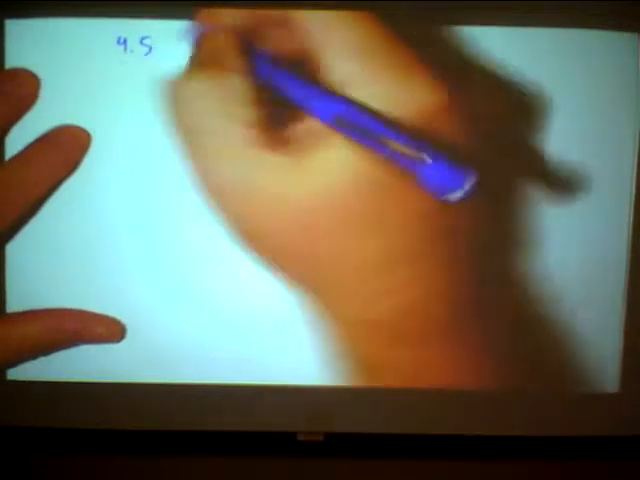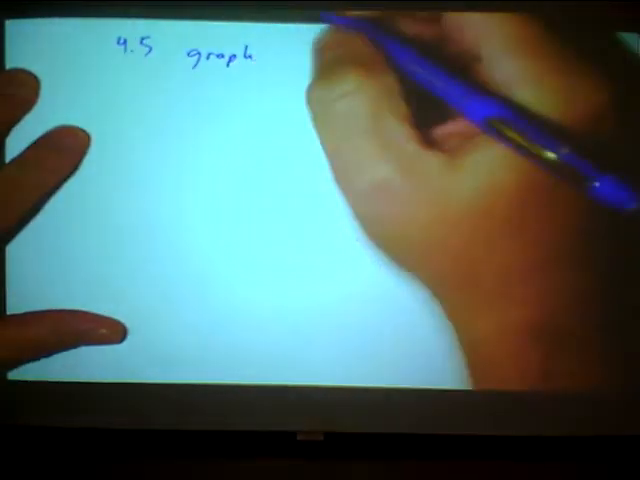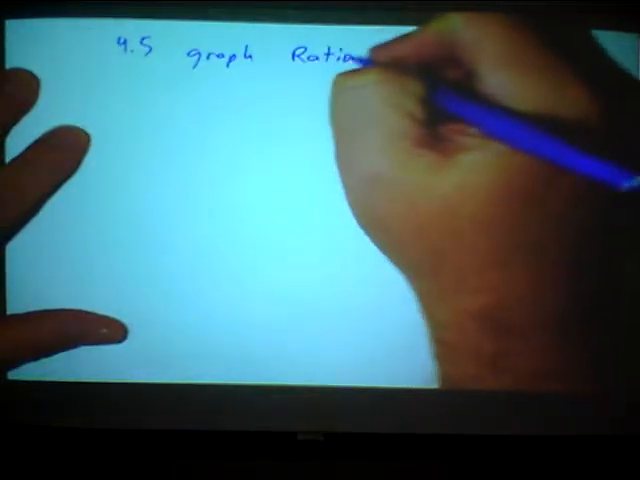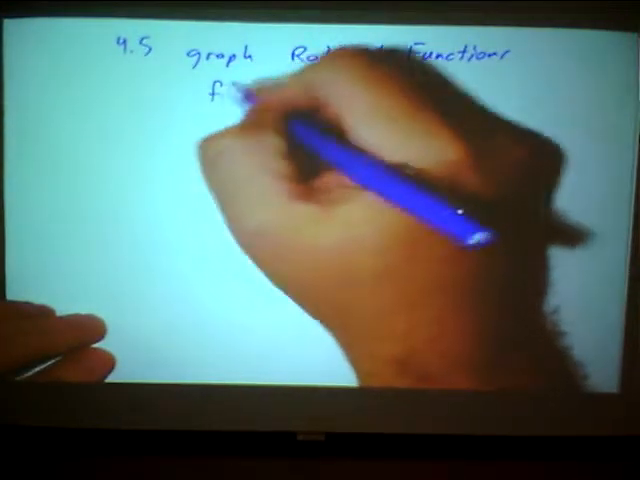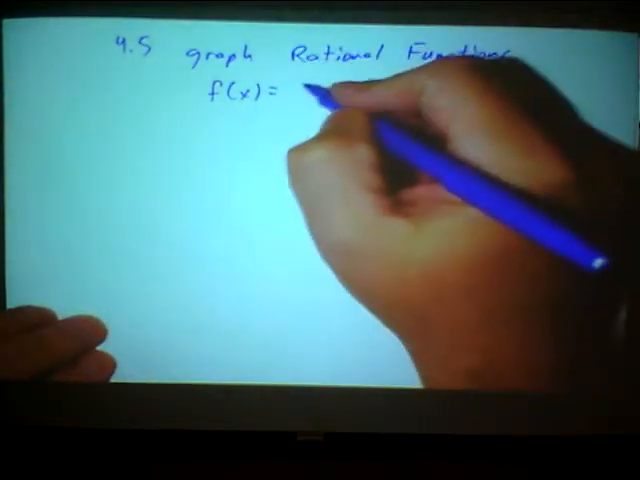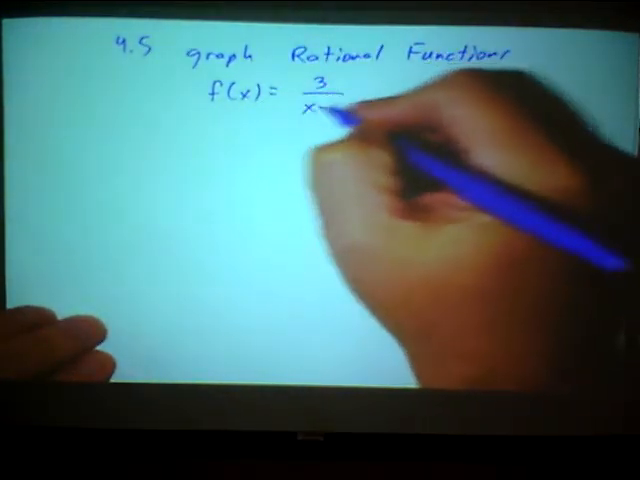Let's go ahead and look at some problems out of section 4.5. This is somewhat similar to what we did in 4.1, except now instead of polynomial functions, we're going to try and graph rational functions, which means these are functions that have a fraction in them. For instance, the first one we're going to do is pretty straightforward. It's going to be f of x equals 3 over x minus 4.